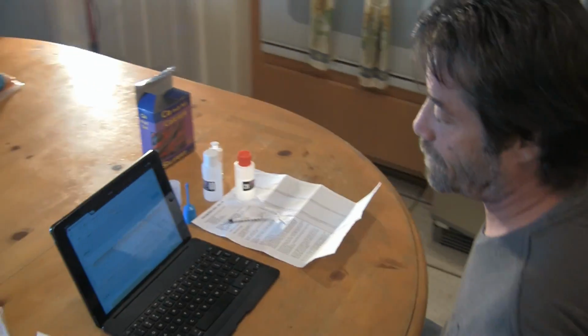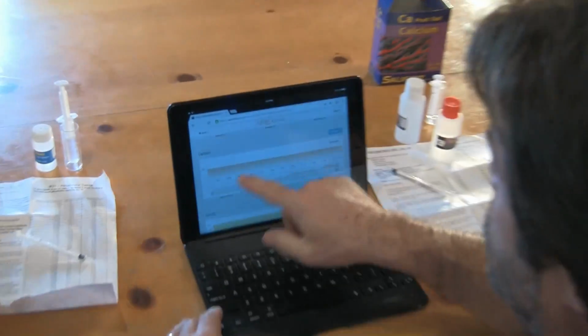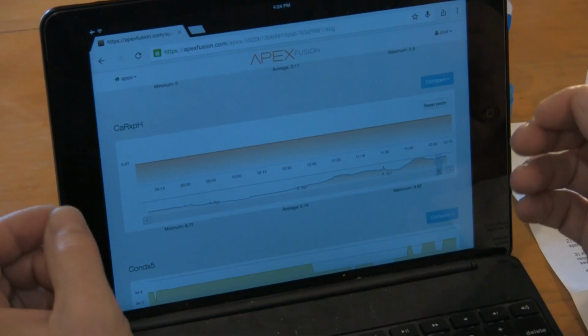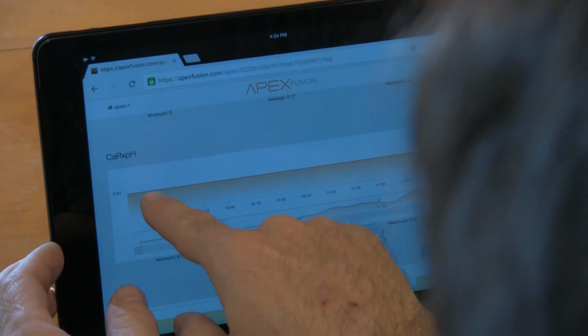Alright, so before we run the test, I might as well show you the pH inside of the reactor on my little graph here. This graph basically represents today, and you can see this line here, that's the pH inside of the reactor, and it's basically a flat line.